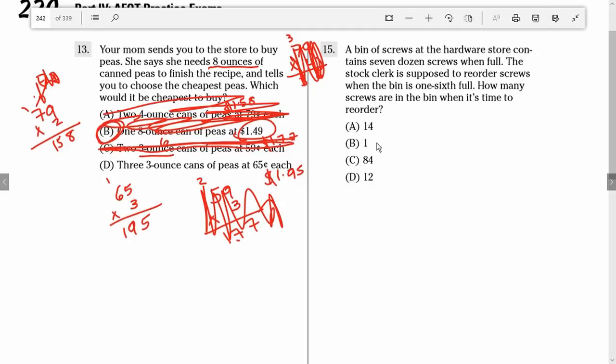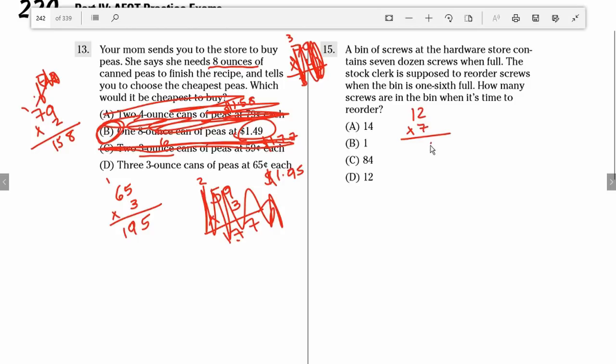15. A bin of screws at the hardware store contains 7 dozen screws when full. The stock clerk is supposed to reorder screws when the bin is 1/6 full. How many screws are in the bin when it comes time to reorder? So we know there are 7 dozen. So that's going to be 7 times 12.